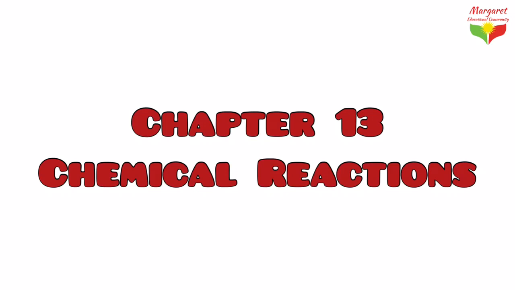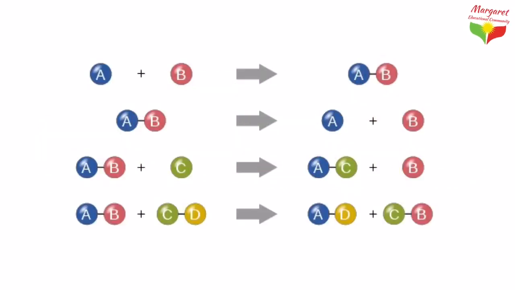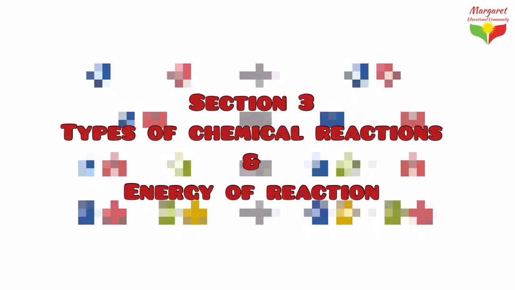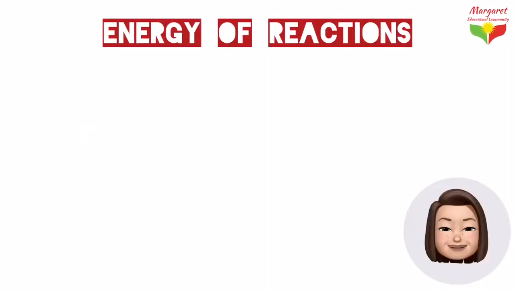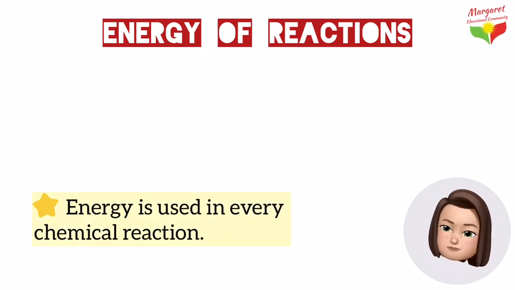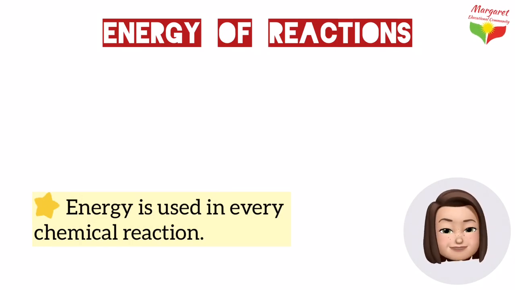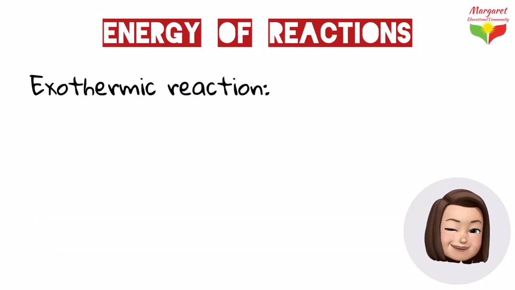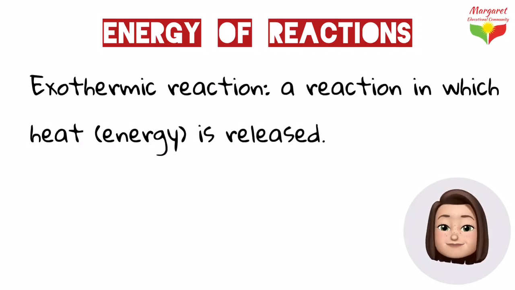Boys and girls, today we are going to have another lesson about types of chemical reactions and the energy of reaction. I'm going to talk about reactions and energy before talking about the types of reactions. In every chemical reaction, energy is either released or absorbed. The reaction in which energy is given off is called an exothermic reaction. So an exothermic reaction is a chemical reaction in which energy is released or given off.